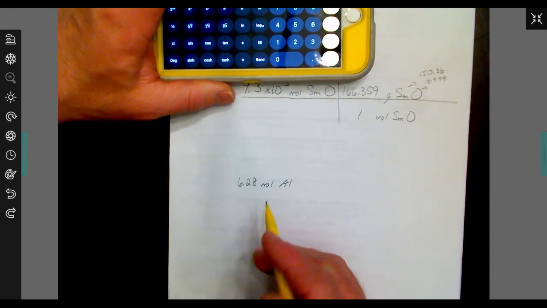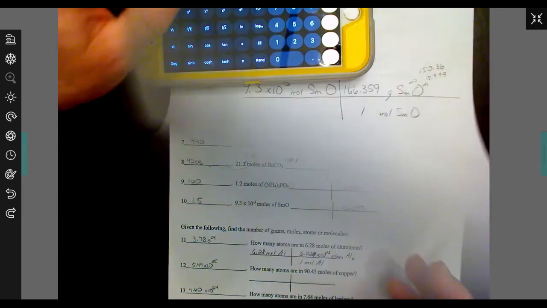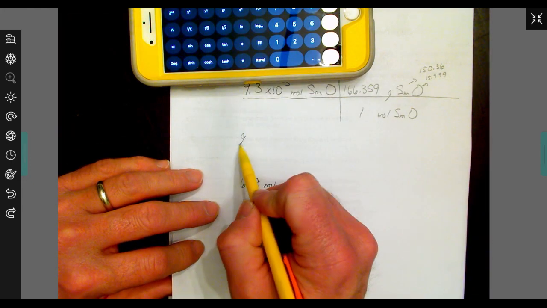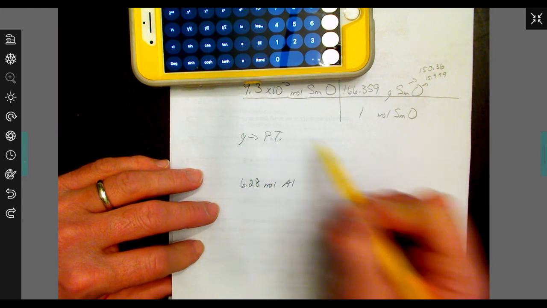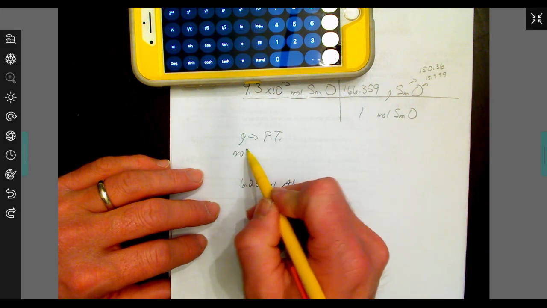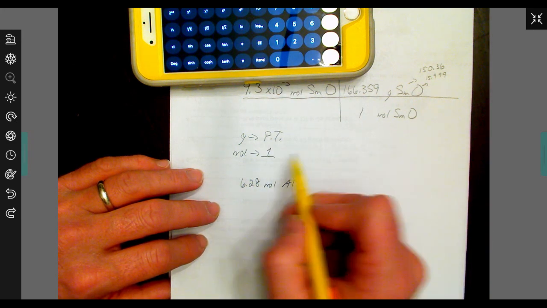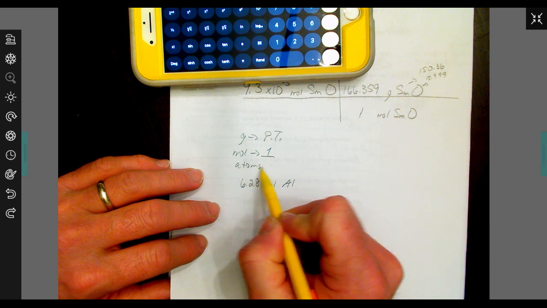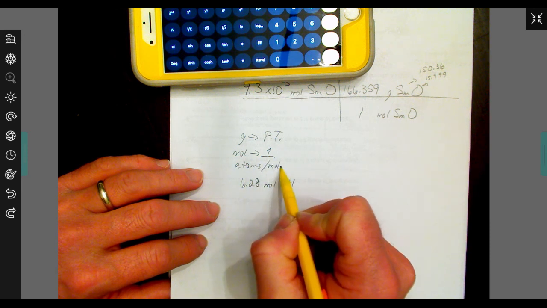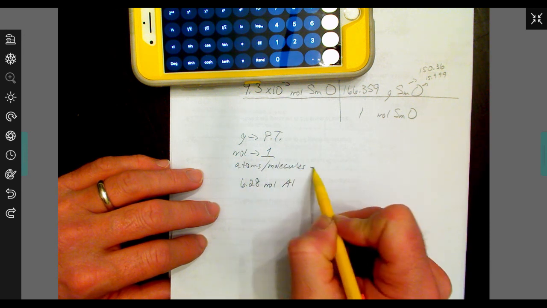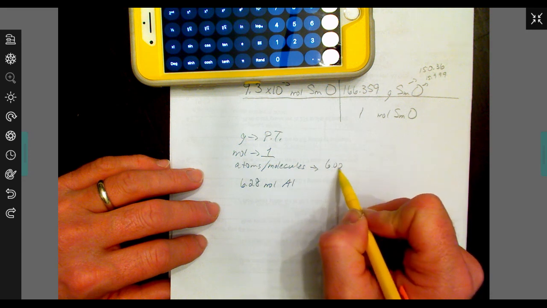Okay, let's look at this one real quick. This problem said how many atoms. All right, well, if it says grams, that means the periodic table is where we go to get our value. If it says moles, it's a value of 1. If it says atoms or molecules, then we will use Avogadro's number.